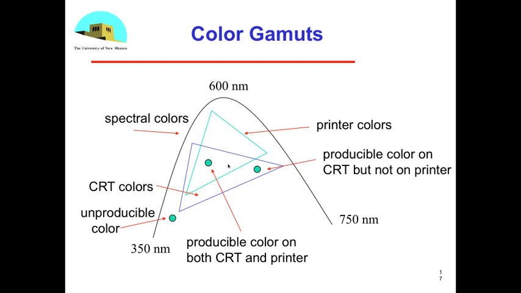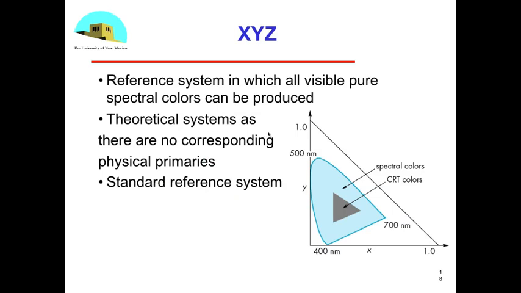Now, the way these diagrams are usually drawn is to use this theoretical XYZ system. You can't physically produce this system, but it's great for references because all the spectral colors fit inside of this triangle going from 0 to 1 in X and Y, and then the Z's we can compute from that. And so here's a theoretical system where every color has an XYZ value between 0 and 1.